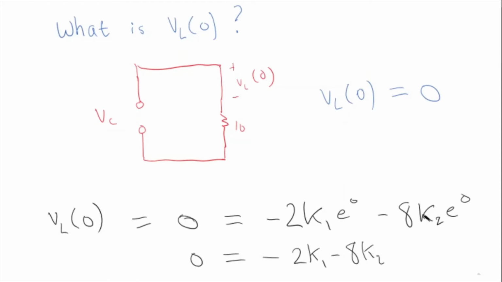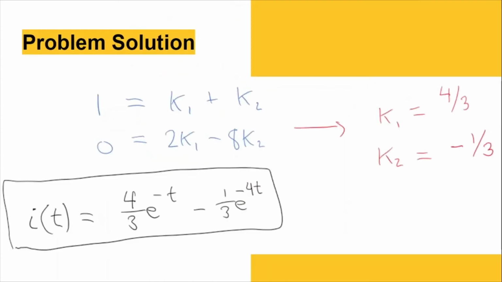Now we can plug in t equals 0 and VL of 0 to get our second equation, giving us 0 equals minus 2 k1 minus 8 k2. Now we finally have our two equations with our two unknowns, k1 and k2, so we can solve the system of equations. When we solve the system for k1 and k2, we can plug those values into our original inductor current equation, giving us our final answer.